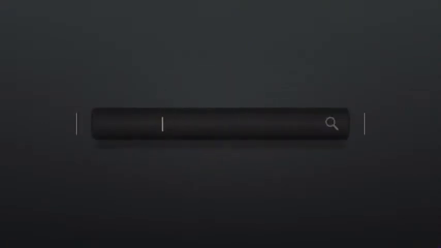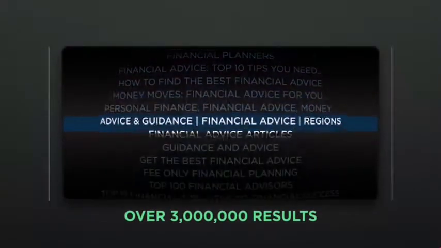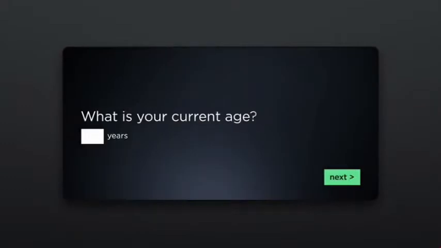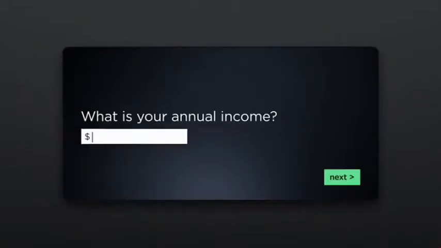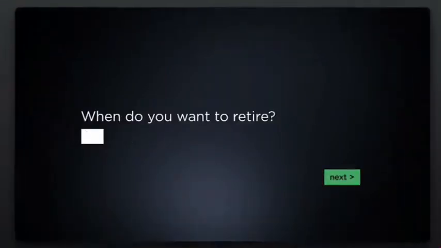Have you ever gone online and Googled the words financial advice? When you do, you get over 3 million results. That's a lot of places that want to tell you what to do with your money. There are new websites that take your information, run it through their calculators, and generate automated financial advice, with recommendations about how you should invest your assets and plan for your future.